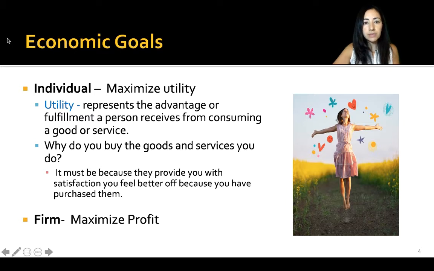Why does a firm exist? Well, the firm's sole purpose is to maximize profit. All their decisions are made with the idea of maximizing profit. We'll look at this in a little bit more detail when we get to a later chapter where we discuss how firms are organized, and we'll start to see that there is a little bit of a movement to make the reason for the firm's existence a little bit more than purely profit maximization.